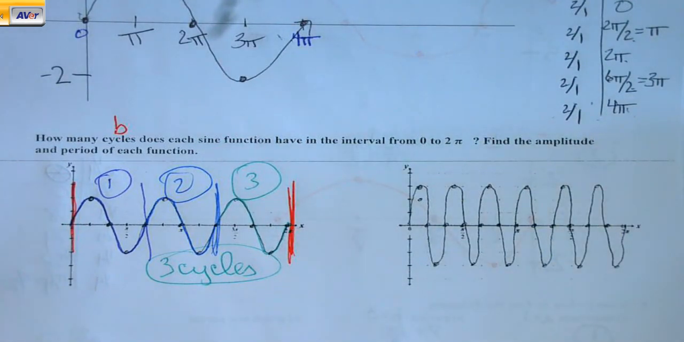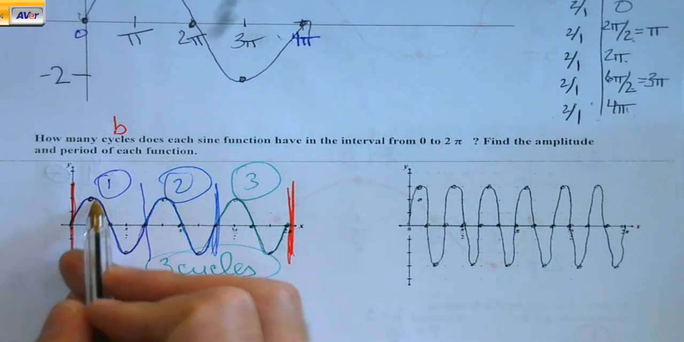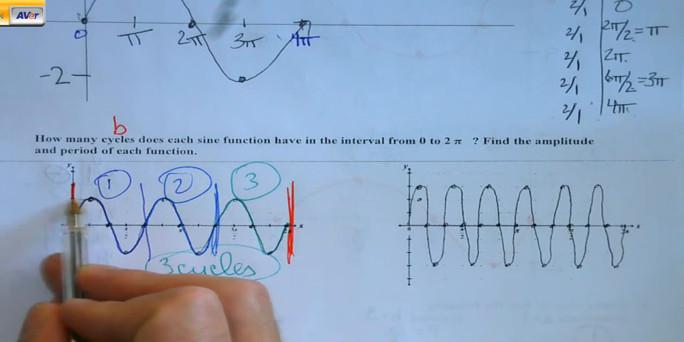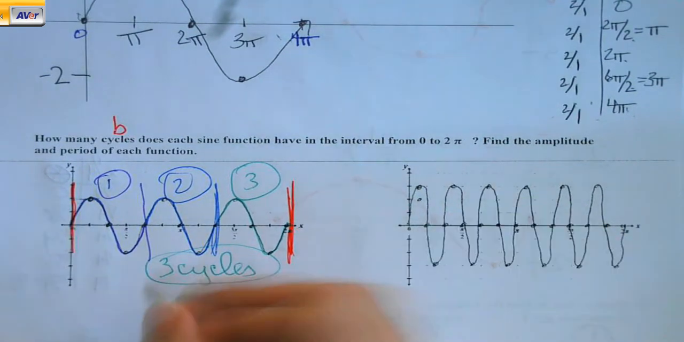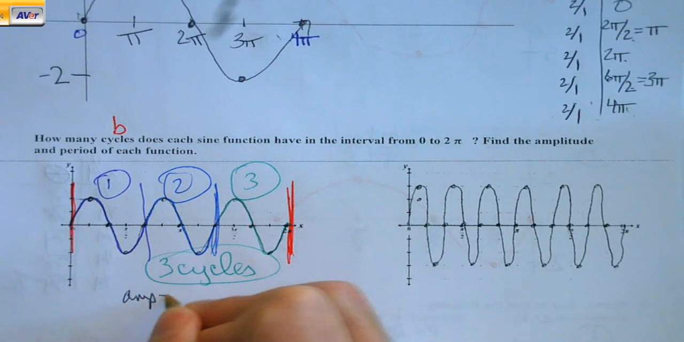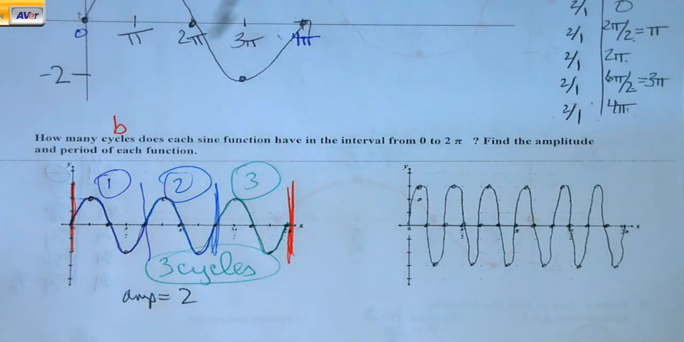Find the amplitude. Basically, find the maximum value. Okay, here's the top point. 1, 2. Okay, and even if it started opening down, my amplitude is still going to be positive. And then the period of each function.